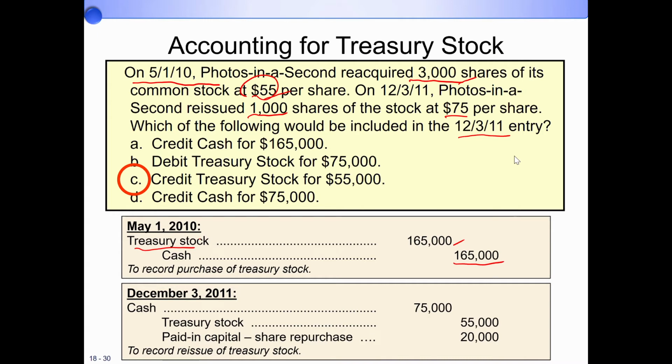So what do we have? We have this treasury stock account, 165, and we spend the cash, 165. So that is the initial journal entry when we purchase back our treasury stock.